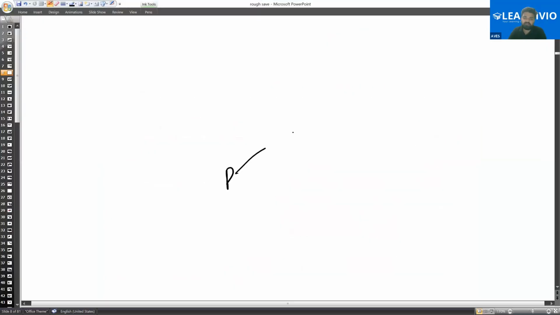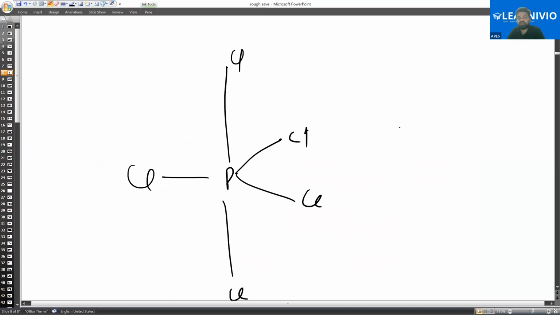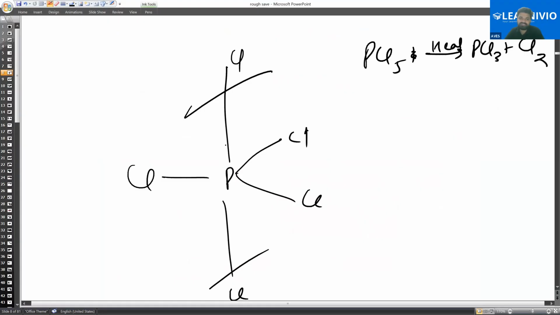PCl5 molecule is like this: P here, Cl, Cl, Cl in the plane, and one Cl above and one below. When PCl5 is slightly heated, it gives PCl3 plus Cl2, chlorine gas. This means the axial bonds break. Why? Because of 90 degree repulsion. With greater repulsion at 90 degrees it is a weaker bond, and because of the weaker bond its bond length is greater.